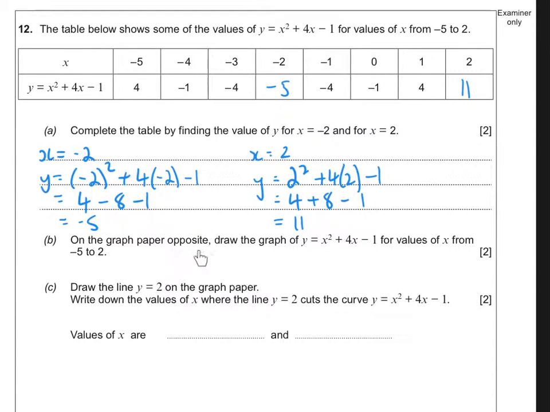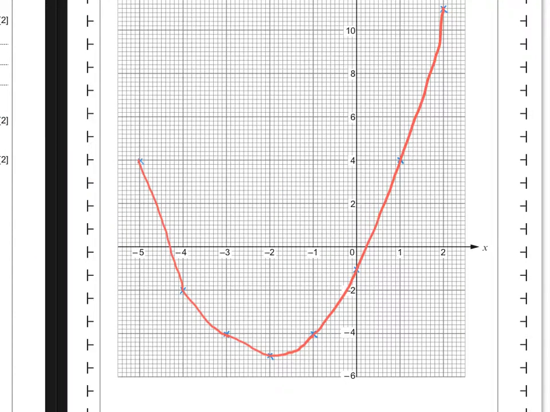I now need to, on the graph paper opposite, draw the graph of y equals x squared plus 4x minus 1 for the values from minus 5 to 2. As you can see, I've gone over to the other page and drawn those points ready for us. I tried my best to draw a smooth curve, joining up the points. It is quite tricky on the iPad, but make sure you take a sharp pencil and practice drawing those curves. And if any of those points jump out at you that they're not quite on the curve, it's an indication to go back and check your workings.